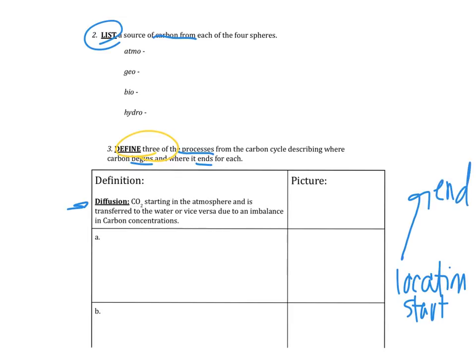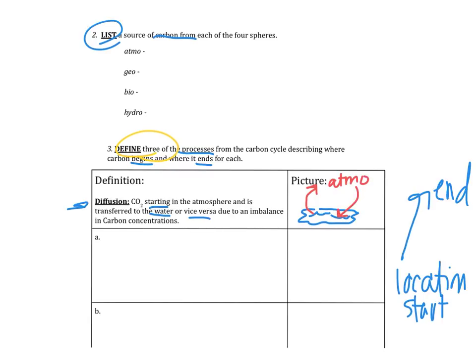So the example I used is diffusion, saying that it starts in the atmosphere and is transferred to water. And diffusion actually works both ways. So I also said vice versa, going from water to the atmosphere. This picture part is where you're going to draw in just a little snapshot of the carbon cycle. So for diffusion, you would just draw in, and you can do this on yours for my example, the water, right? And then you can draw your arrow going out from the water to the atmosphere. And you can also draw an arrow from the atmosphere to the water.